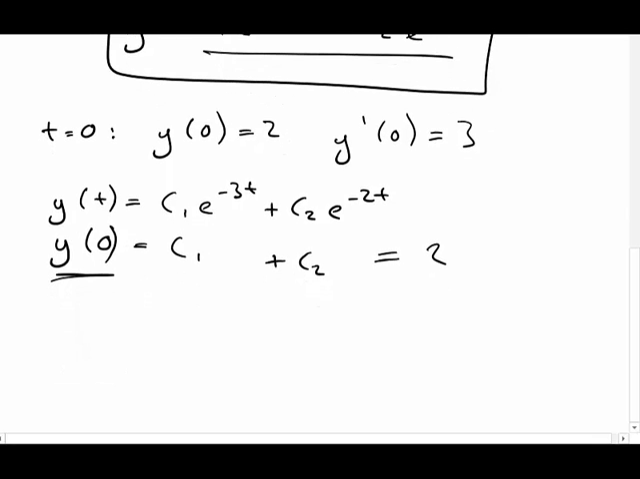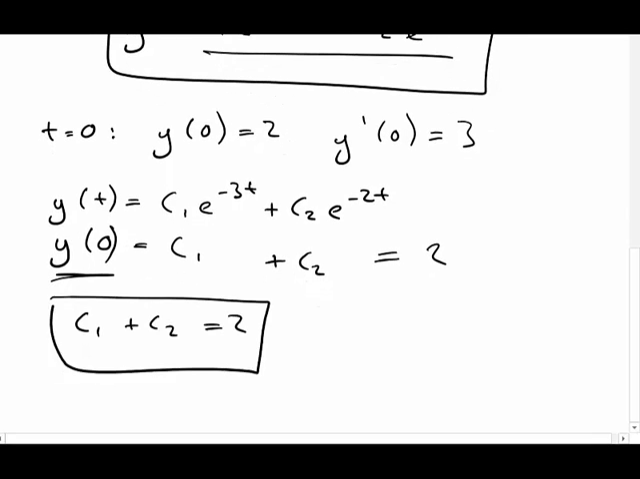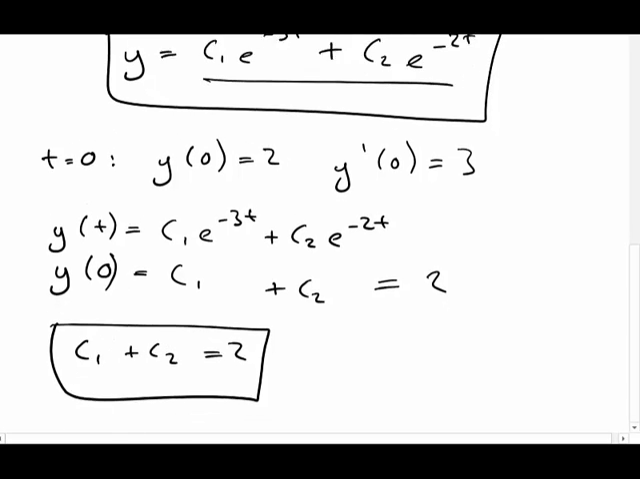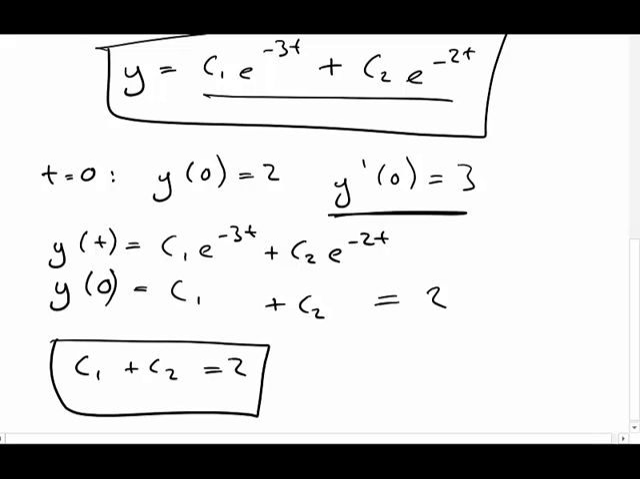So in other words, what I can say is that c1 plus c2 is equal to 2. So that's my first bit of information that I can use. Now, that's getting me a little bit closer to finding out what C1 and C2 are, but I don't actually know what C1 and C2 are explicitly. So in order to find that, I need to use something else.